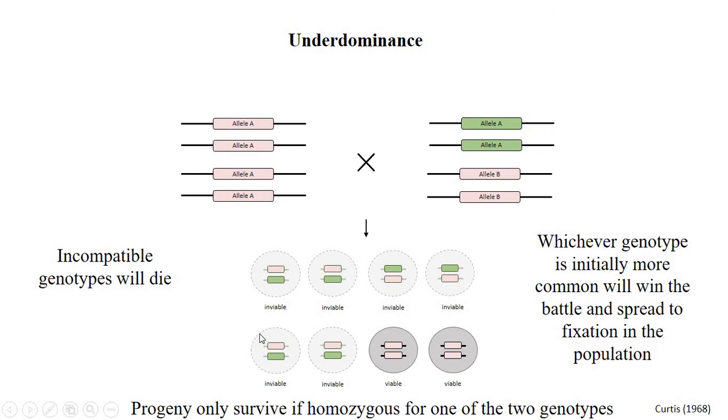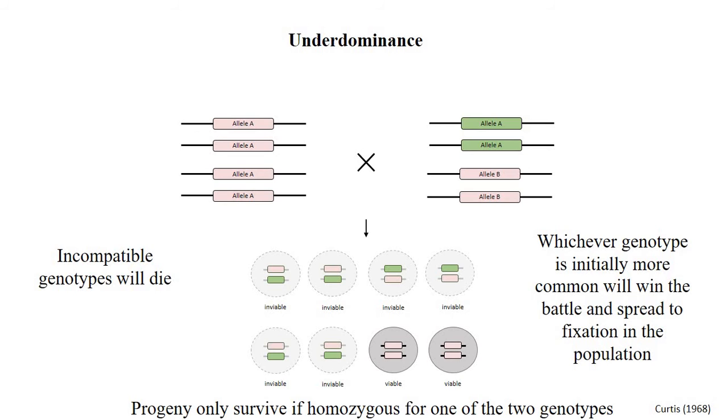Here is another example. So these are the alleles. Incompatible genotypes, which are heterozygotes, will die. All the heterozygotes will die, but the homozygotes will be viable. So this progeny will only survive if it's homozygous for one of the two genotypes present. Most of the time, this is the genotype that's more common in the population. So we're talking about the whole population. We're not talking about an individual here.